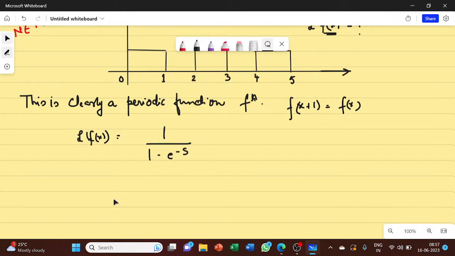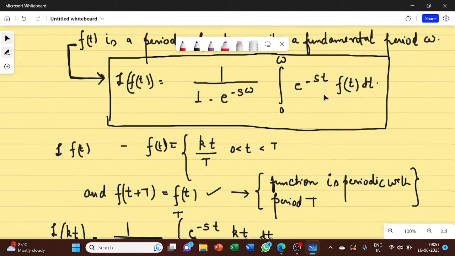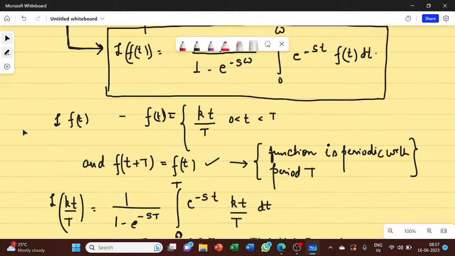Okay, so I'll write the formula first so that if people have joined just now, they'll remember the formula. So the formula says that if your function is periodic with period T, the Laplace transform of f is simply 1 upon 1 minus e to the power minus sT, and integration from 0 to T of e to the power minus st f of t.